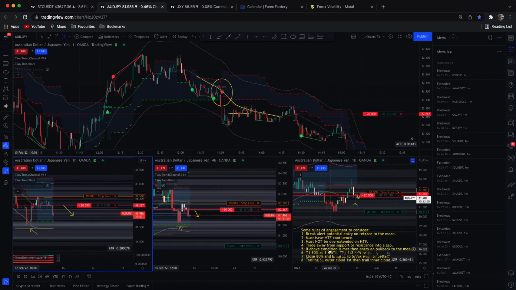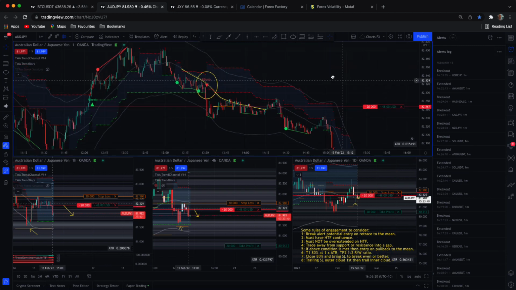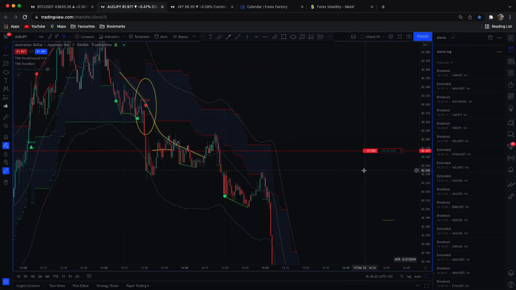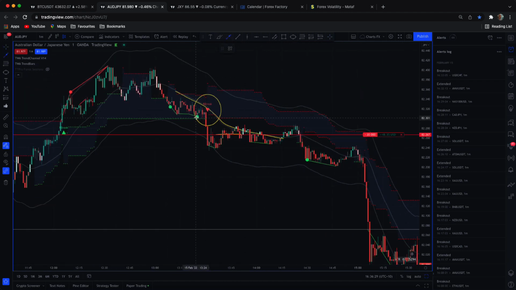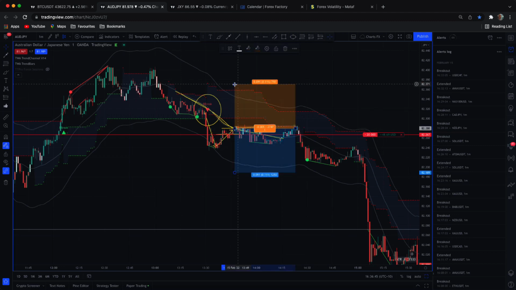Now, number 5, if the above condition is met, if all of that is met, then entry on the pullback into the mean. Comes back to our entry. So here was our thing. There's the breakout. All the conditions are met, and so we're looking for entry, pull back into the mean. That's this line through here. There's our short position right here.